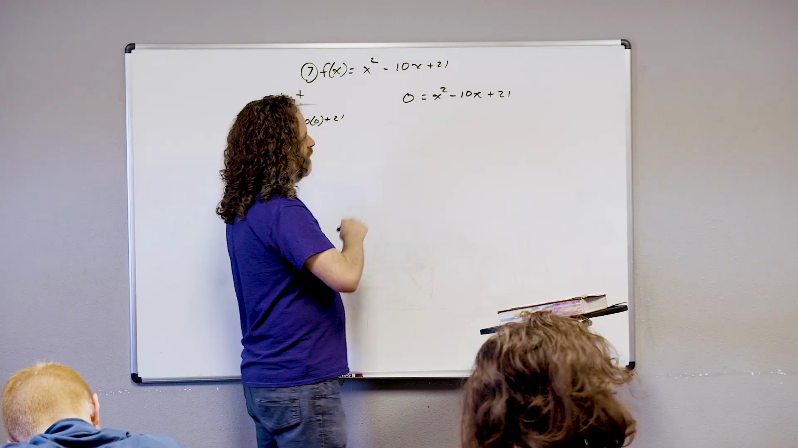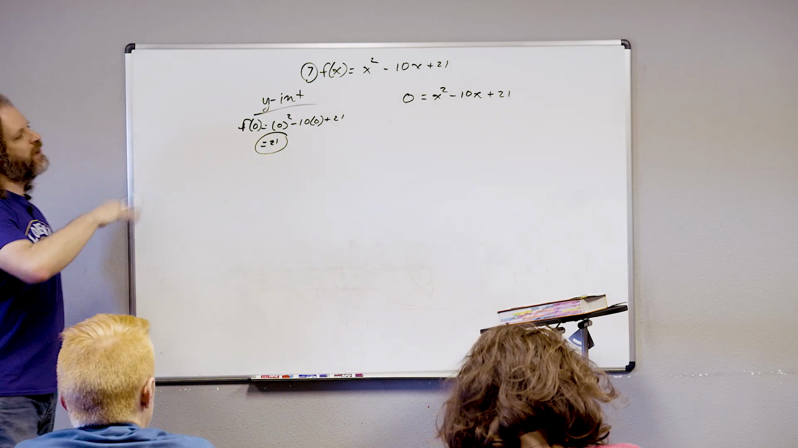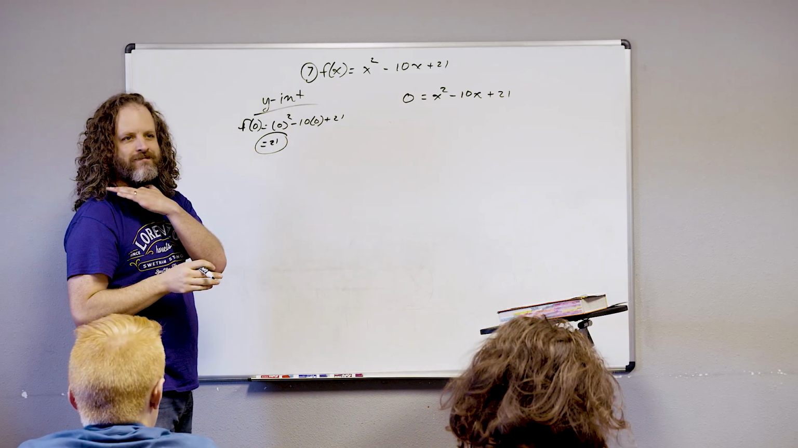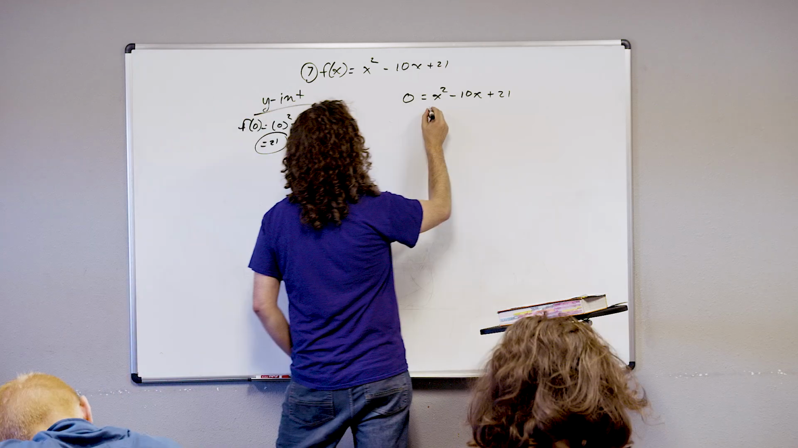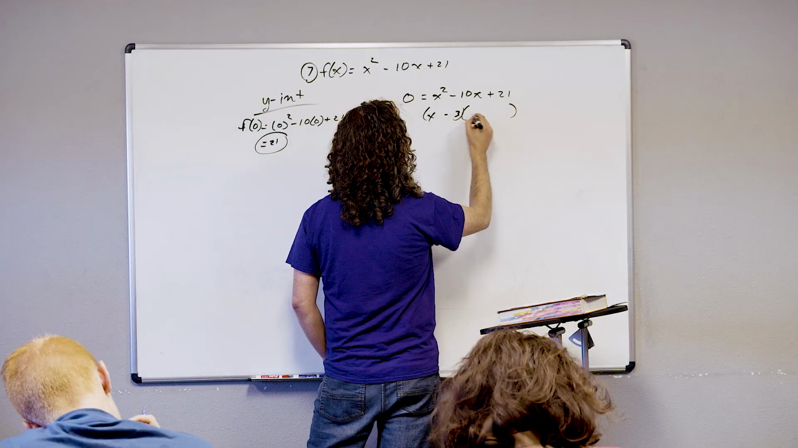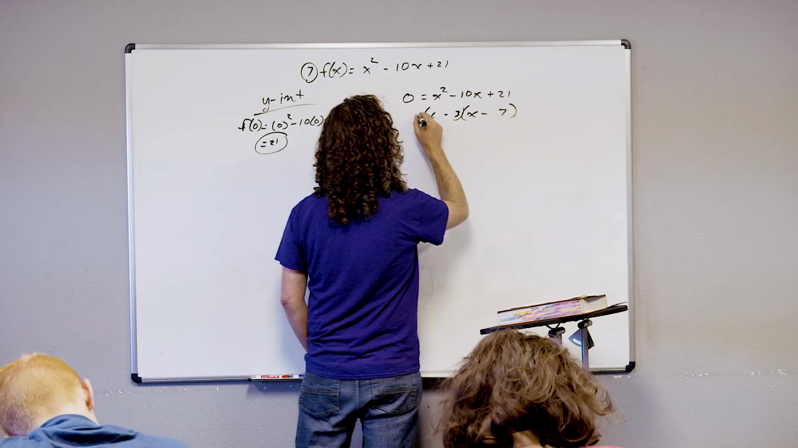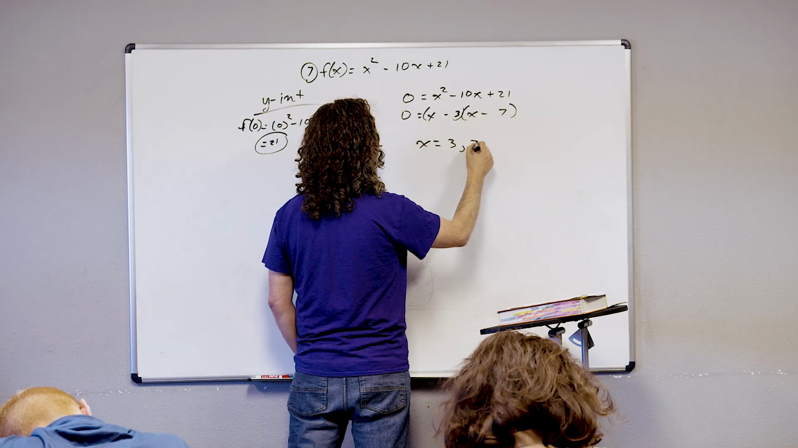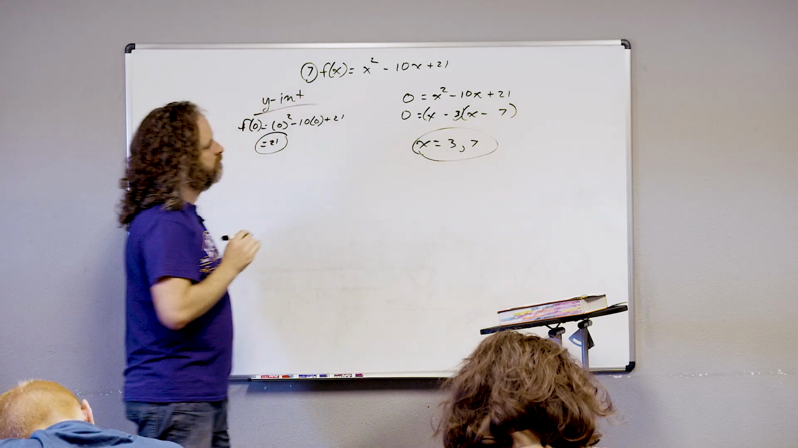Okay, so there's an easier way to solve it than the quadratic formula. How can we solve for x? Factor. We can factor it. It does in fact factor into x minus 3 and x minus 7. So then the zeros are 3 and 7. Great.